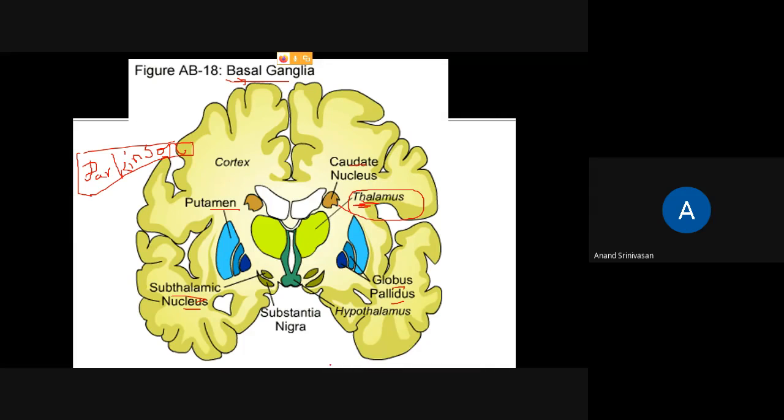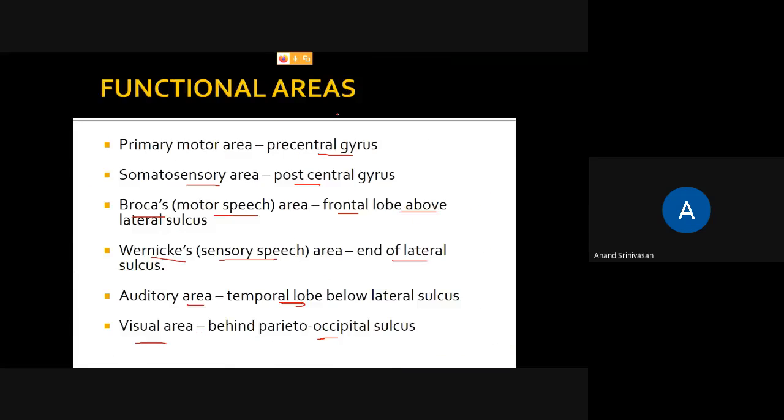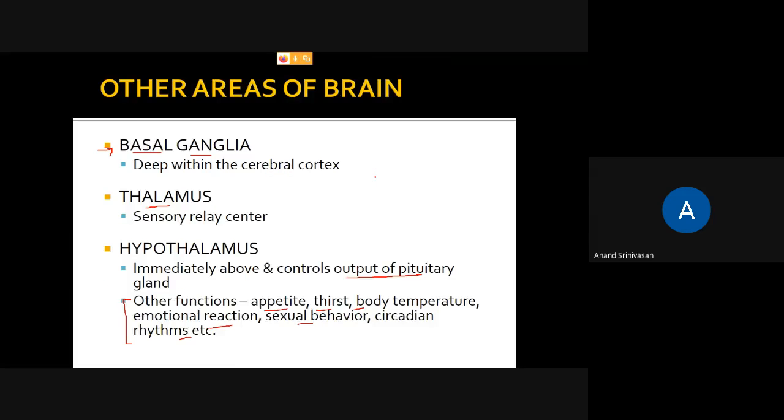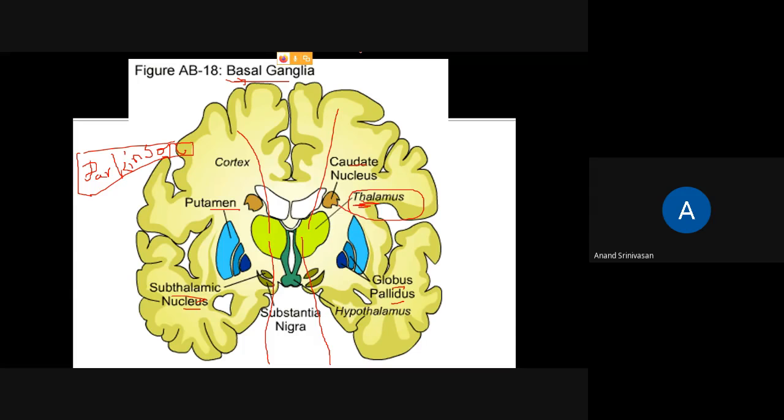All the sensory sensations from the body, through the spinal cord, come to the thalamus. From the thalamus, it then goes to the cerebral cortex. Which part of the cerebral cortex? The post-central gyrus. We have seen it, right? So from the thalamus it goes to the post-central gyrus. Thalamus is mainly a sensory relay center.